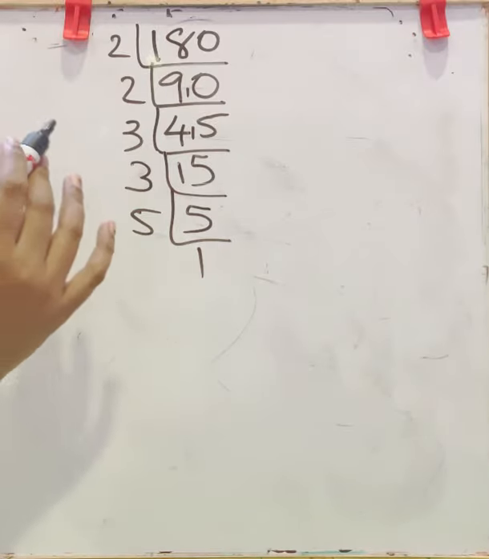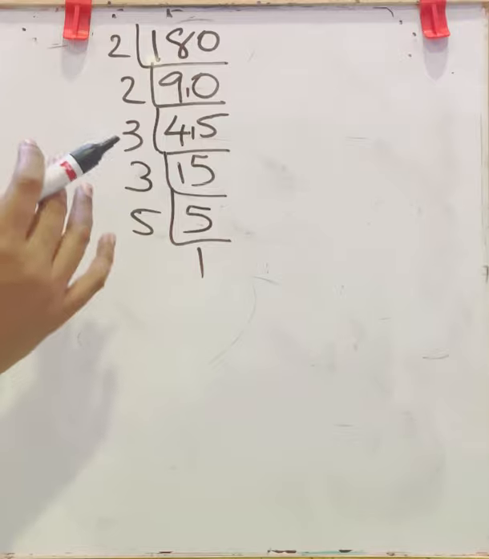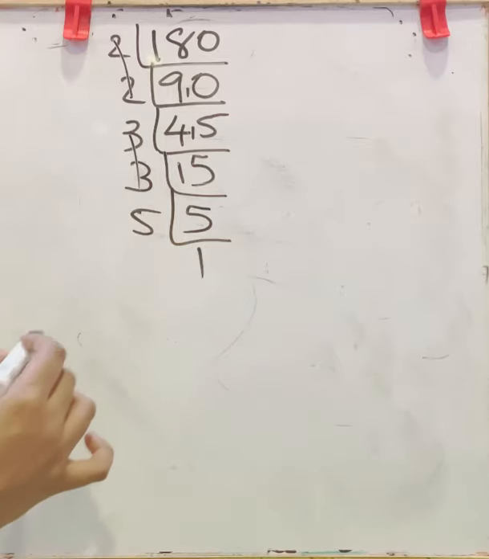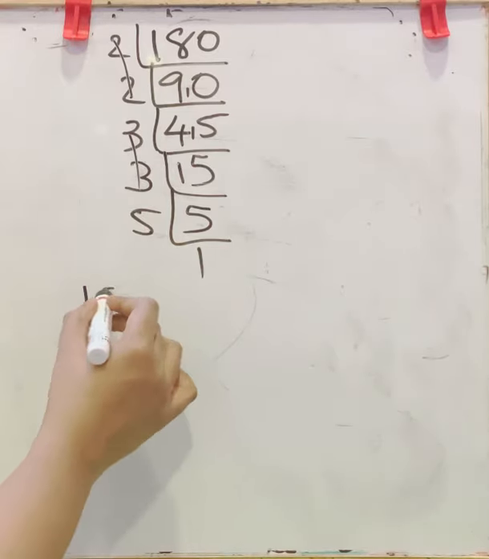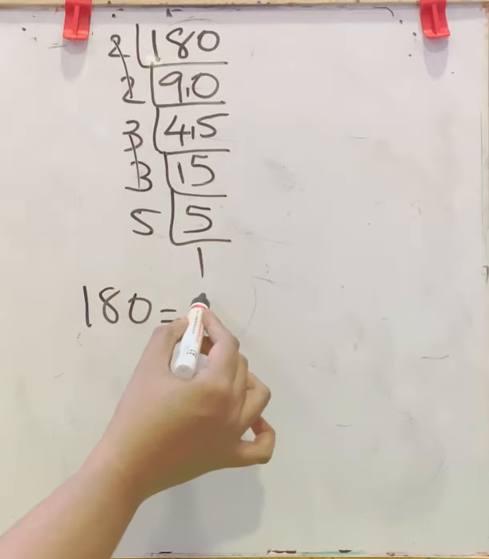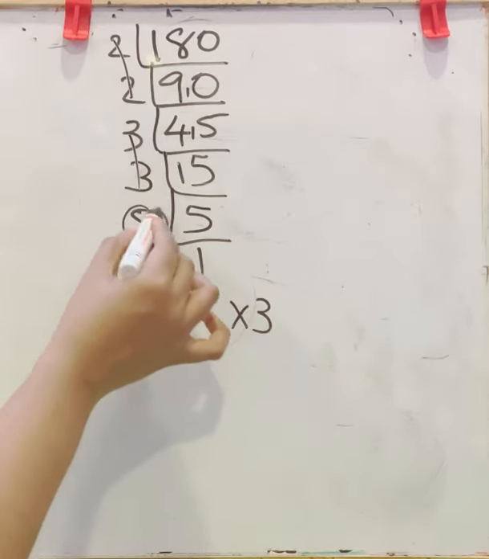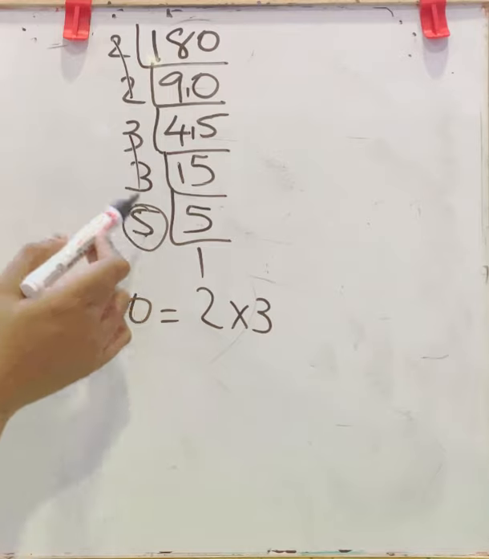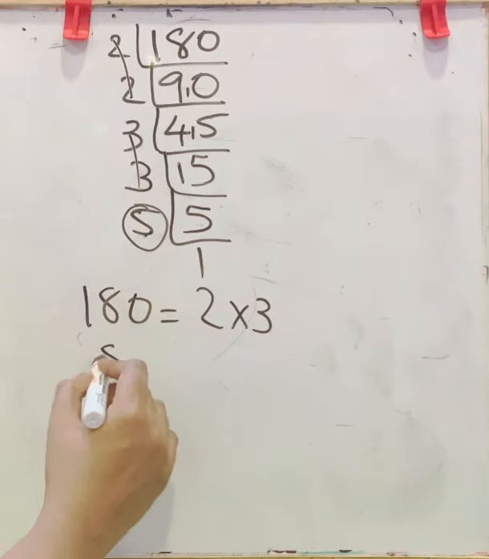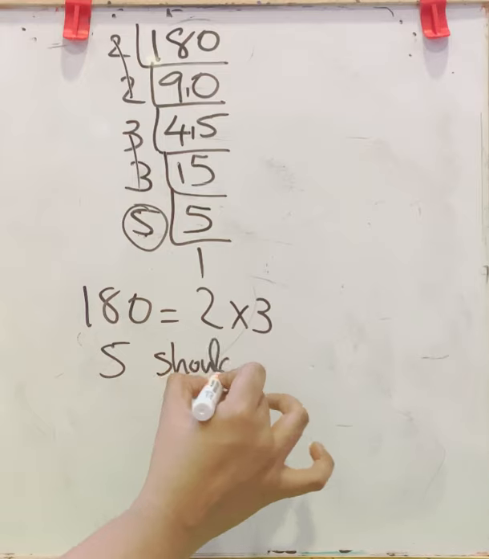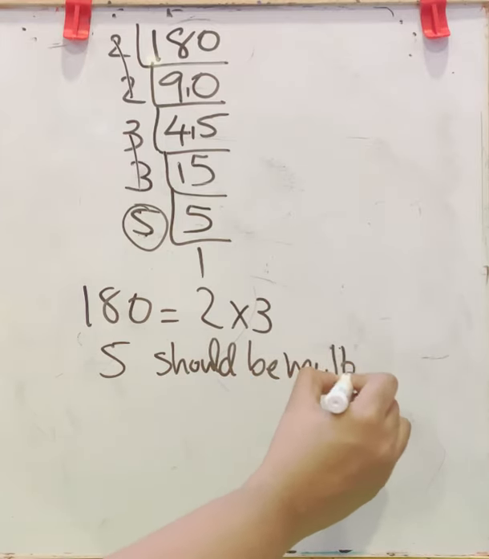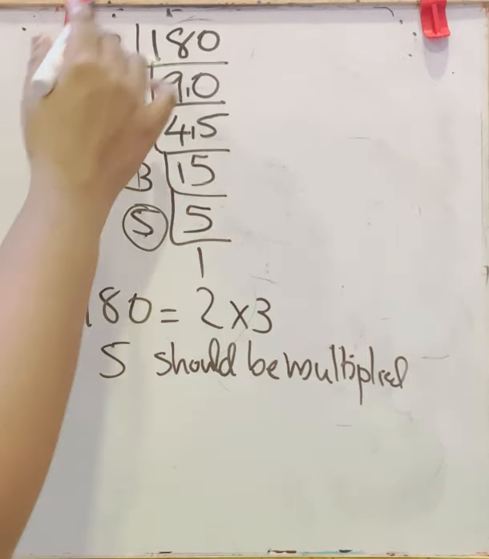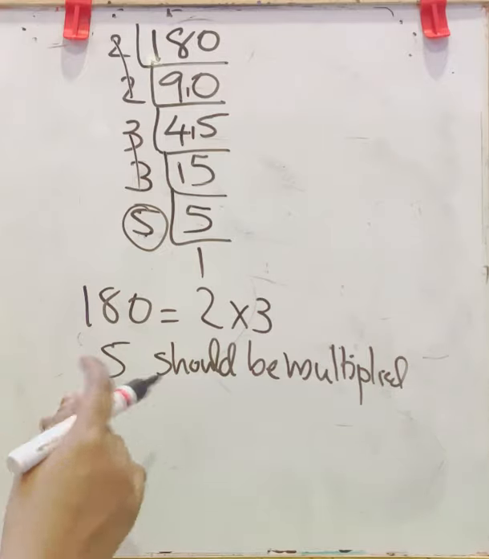We can see 180 is not a perfect square because it cannot be written as pairs of prime numbers. Here we got a pair, here also we got a pair, but for 5 we have no pair. So 180 equals, pairing, 2 into 3 into, and the pair for this is missing. So to make this a perfect square, which number is to be multiplied? The missing pair is for 5. So 5 should be multiplied. Now if you multiply this number with 5, this becomes a new number and it will be a perfect square.